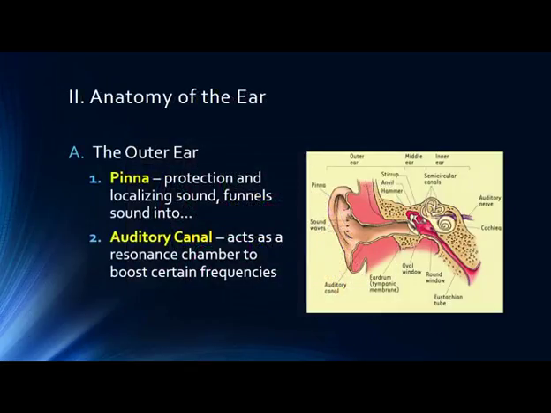So, taking these one at a time, the pinna. Its primary function is protecting the ear, allows us to localize sound better, and funnels sound into the auditory canal. The pinna is important for allowing us to localize certain frequencies of sound by letting us know whether it's in front of or behind us. So it's an important localization tool.